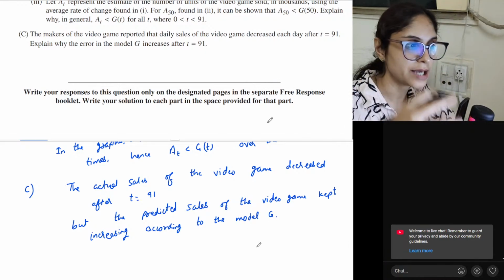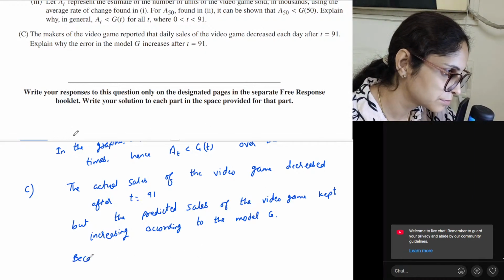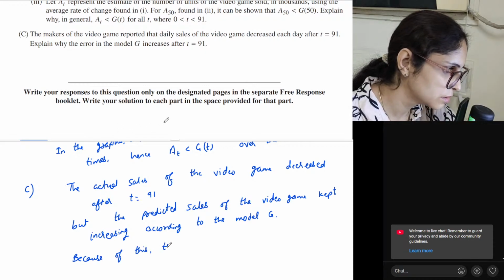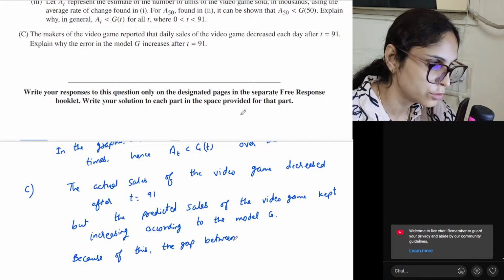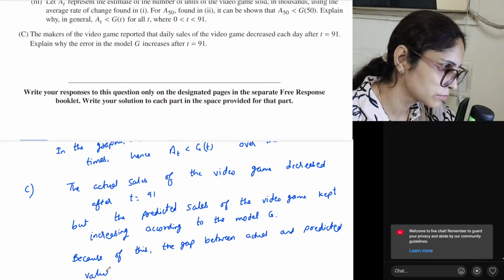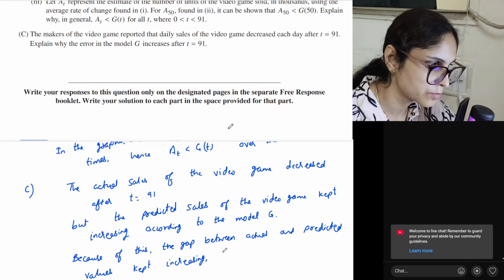Because the gap between the actual and predicted sales kept on increasing, because of this, the gap between actual and predicted values kept increasing. Hence, the error increases.